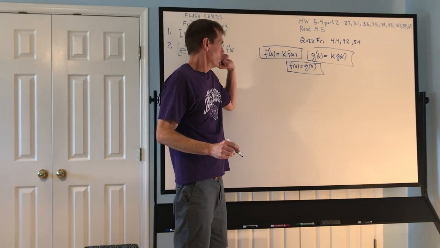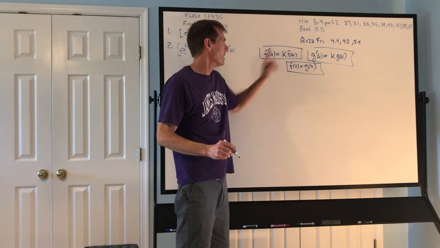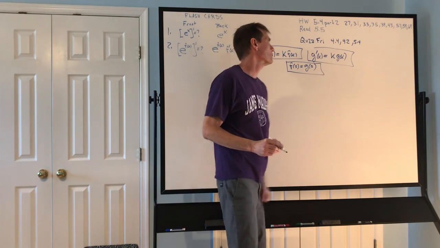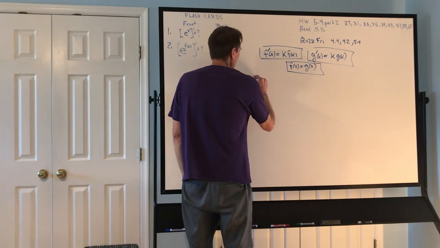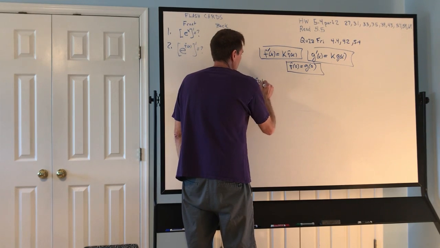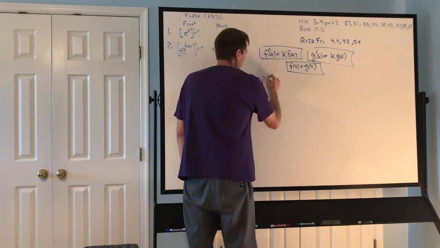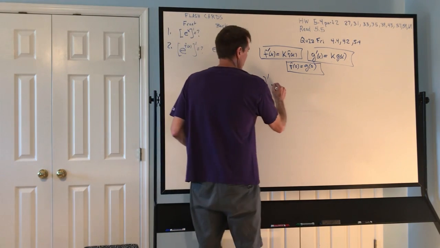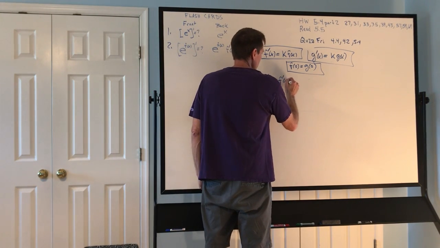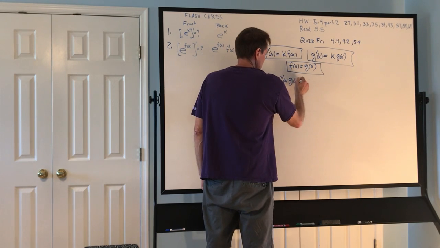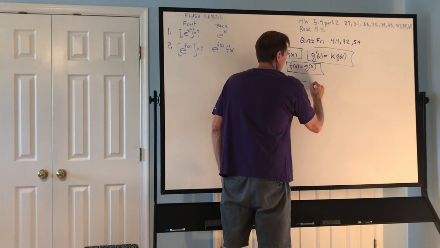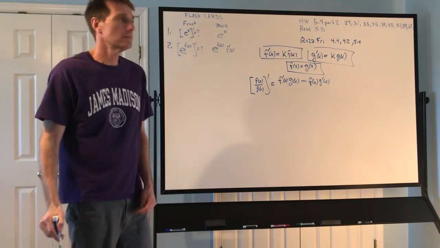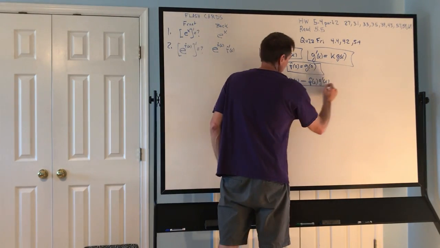I have a function whose derivative is equal to some constant times itself, and I have some other function whose derivative is equal to some constant times itself. Now what I want to do is look at the derivative of f over g. Now using your quotient rule, this is the derivative of f times g minus f times the derivative of g. You're like, Dr. Warren, you're forgetting something.